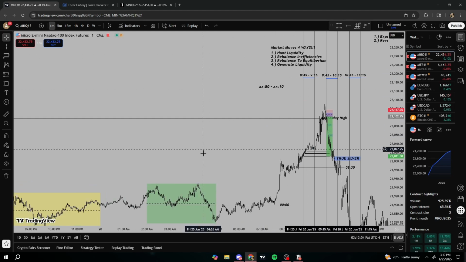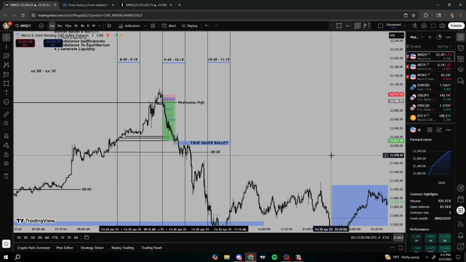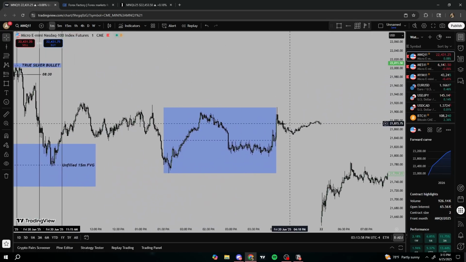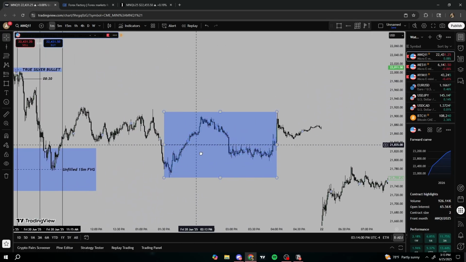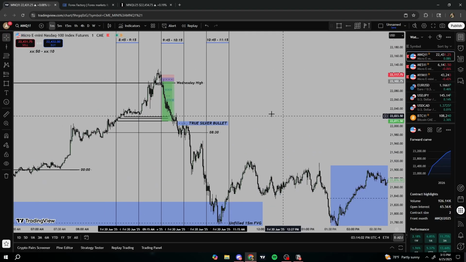This applies to London session. However, I don't trade London because I'm on the East Coast. And this can be applied to New York. However, this is like a horrible looking New York. It's usually a lot better than this. But you can use the same idea.